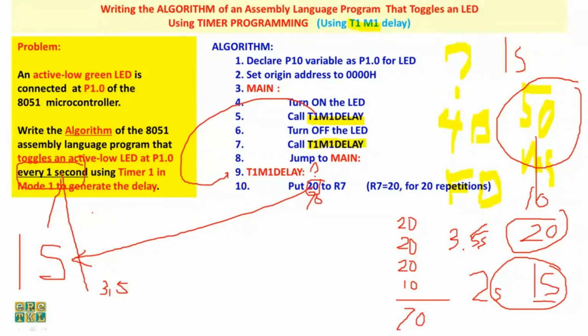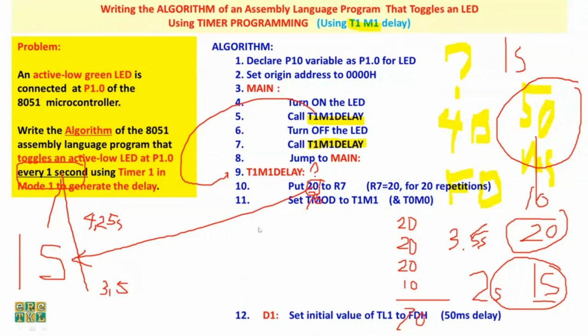Let's make it more difficult. 4.25 seconds. Tell me, what number will you put? Come on, we only have 8 minutes left. 4 seconds. How many is 4 seconds? 20, 20, 20, 20, right? That's 80. 10 is half second. And 5, what is 5? So how much total? 85.